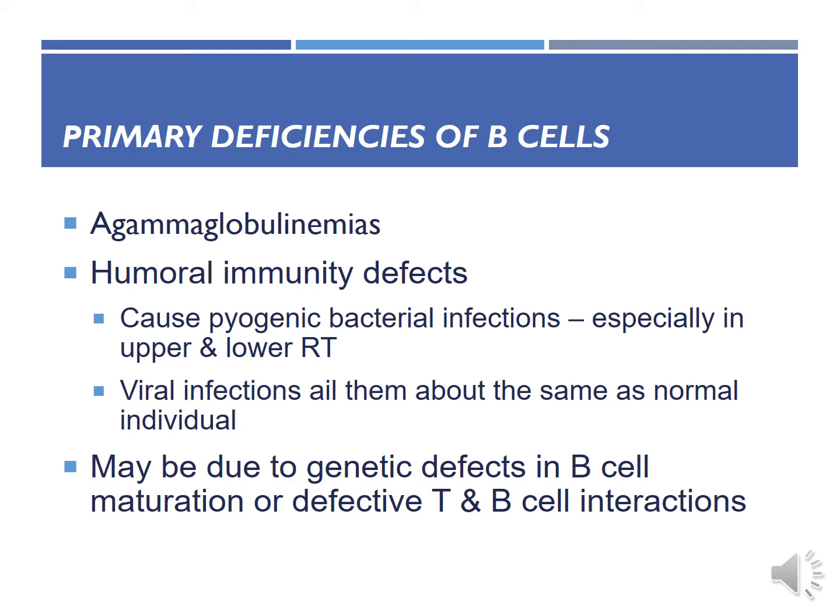Typically, viral infections affect them about the same as normal individuals, meaning they can fight off these viral infections because T cells play a major part in viral infections. And a lot of these primary deficiencies in our B cells can be due to genetic defects in either, remember, B cell maturation or the communications between the T and B cells.